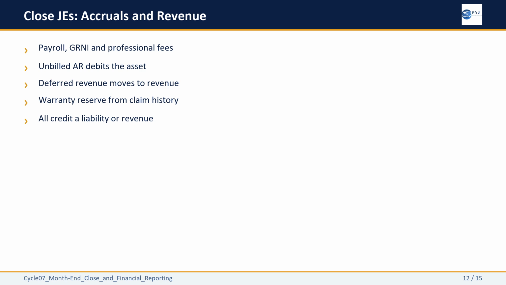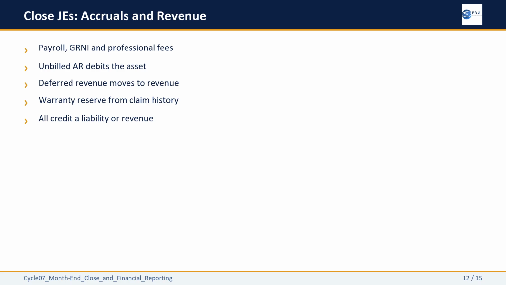The payroll accrual debits salaries and wages expense and credits accrued salaries payable for wages earned through period end but not yet paid. The goods received not invoiced accrual, abbreviated GRNI, debits inventory or expense, and credits an accrued liability at the purchase order price, clearing later when the invoice arrives. Professional fees follow the same pattern.